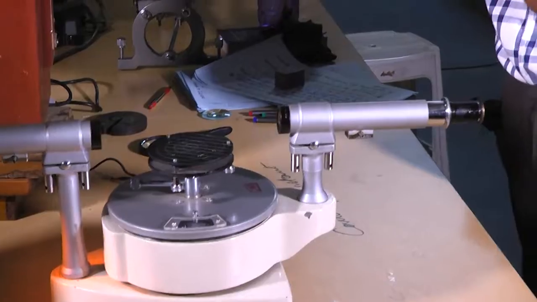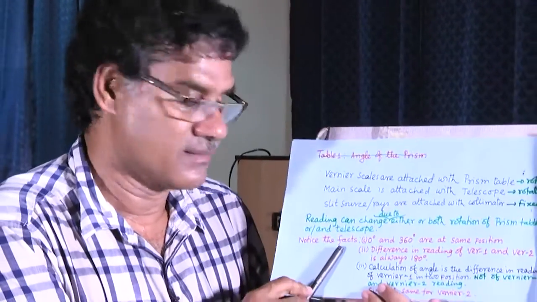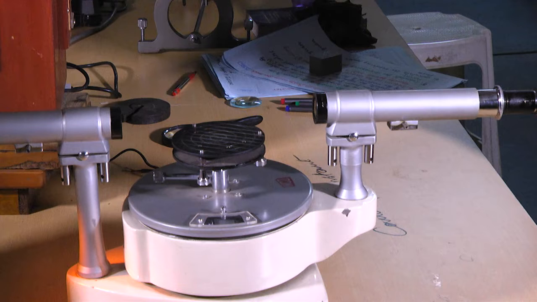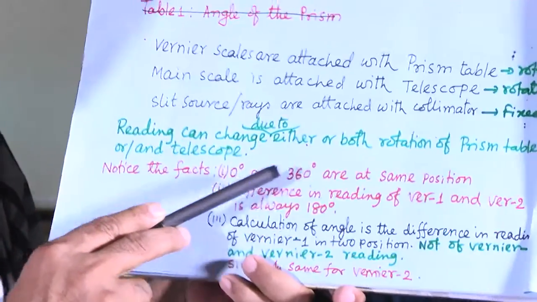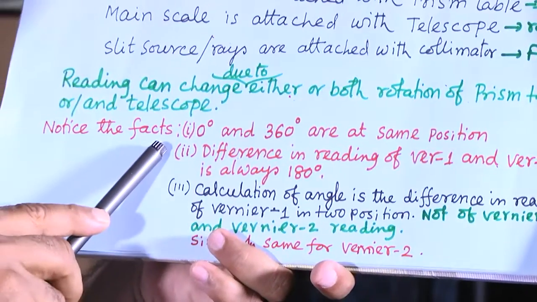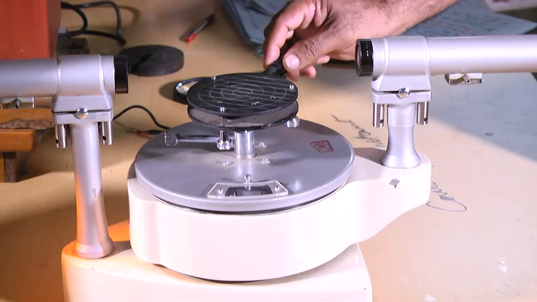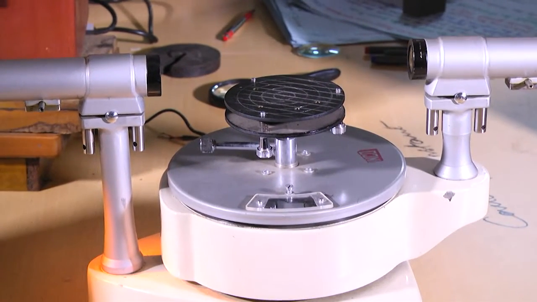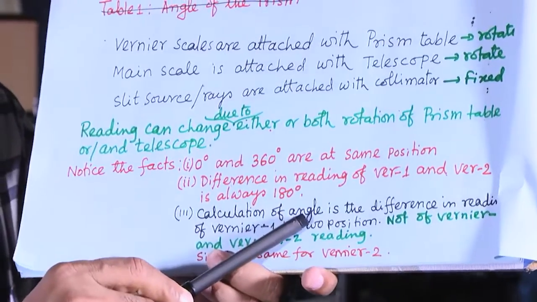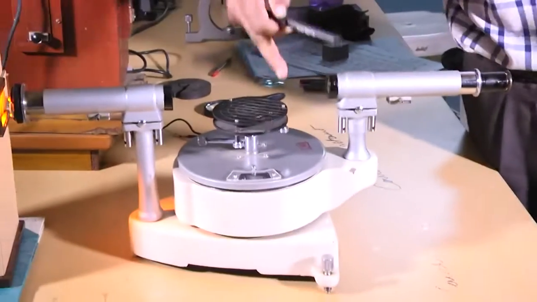But notice the facts about the scale. If I open this, this is the circular scale, right. In this circular scale, 0 to 360 degree angles are there. 0 and 360 degrees are at the same position on the scale. Also, there are two verniers, vernier 1 and vernier 2 on the other side. The difference in reading of vernier 1 and vernier 2 is always 180 degrees.